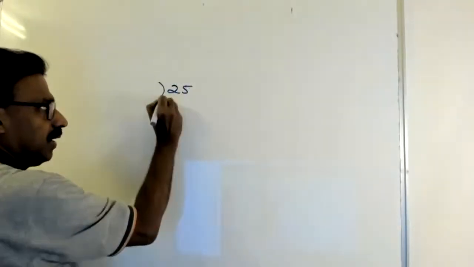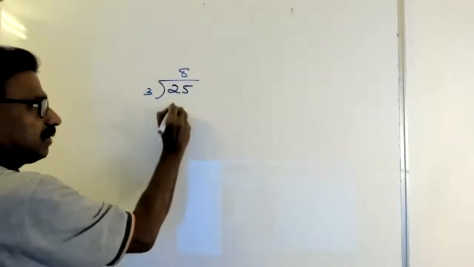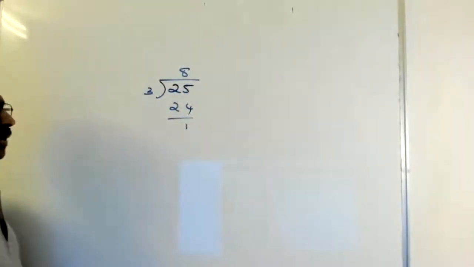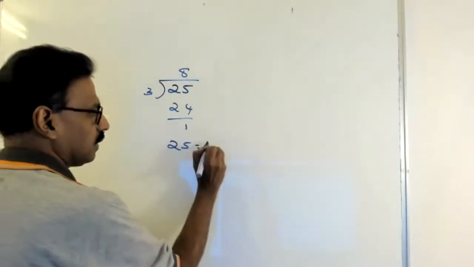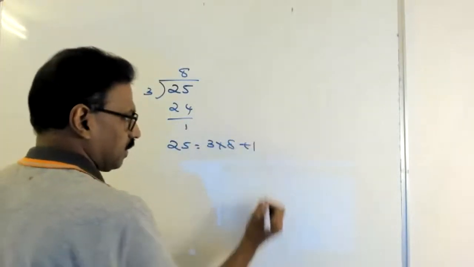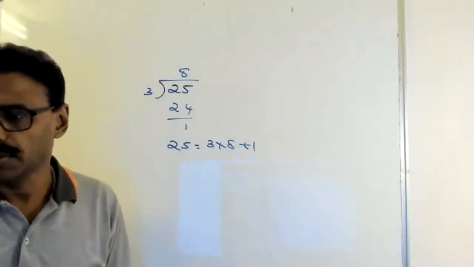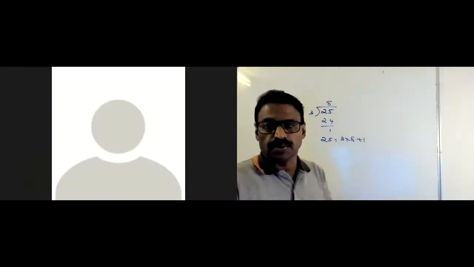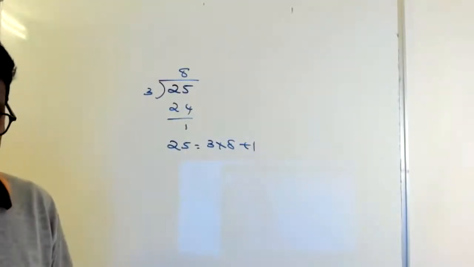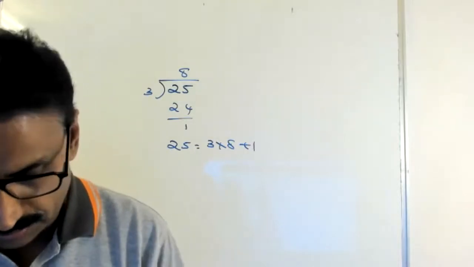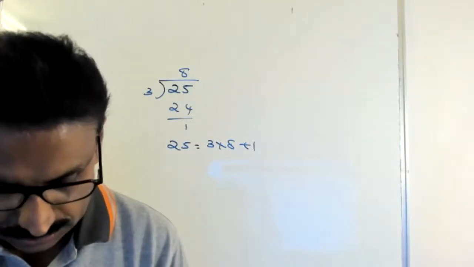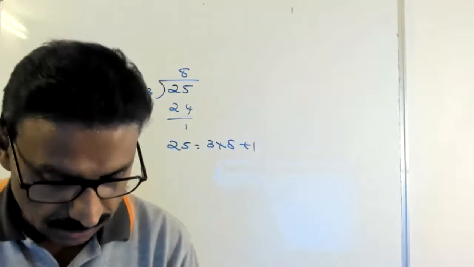Listen, you learn this one: 25 divided by 3 gives 8, 8 times 3 is 24, remainder 1. So you write this one: 25 equals 3 into 8 plus 1, right? This is called the division algorithm for numerals. You may have studied the division algorithm already, those who are in Bhavan's, right?